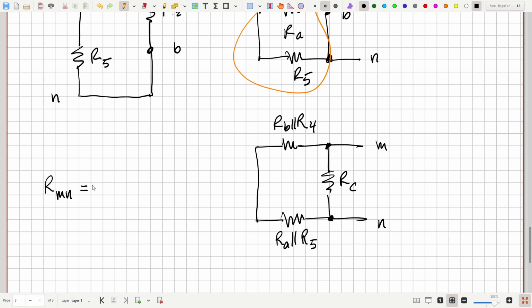is going to be equal to RC parallel RA parallel R5 in series with RB parallel R4, and that's our final answer.